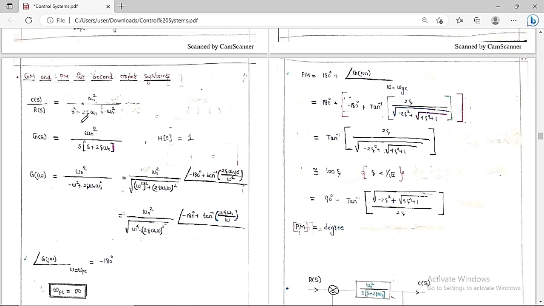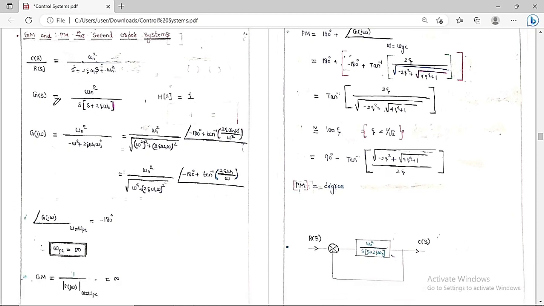For the standard second order system, the transfer function is C(s)/R(s) = omega_n^2 / (s^2 + 2 zeta omega_n s + omega_n^2). Small correction here: this is the standard transfer function of a second order system, C(s)/R(s) = omega_n^2 / (s^2 + 2 zeta omega_n s + omega_n^2). Now we are going to assume G(s) = omega_n^2 / (s(s + 2 zeta omega_n)), whereas H(s) = 1. You can see this clearly in the block diagram.